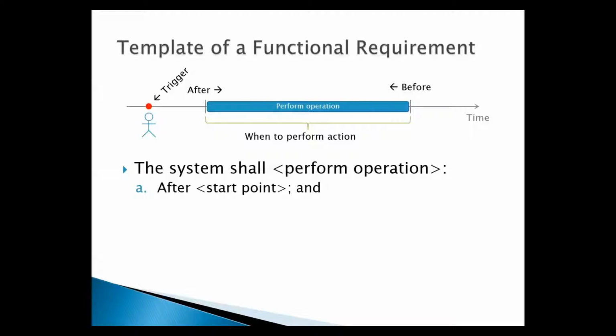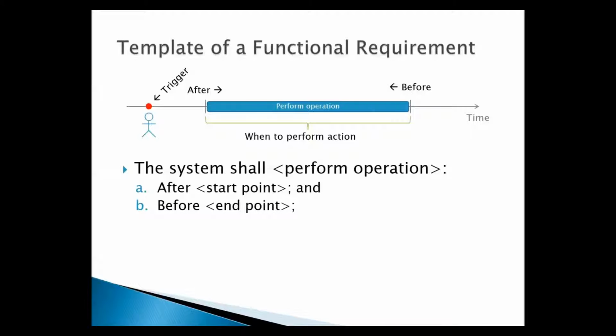The second line describes when the system is to start performing the operation. Often this is after the user performs an action, but it can be at other starting points such as after the system date equals midnight. This line constrains when the system is to start performing the operation.